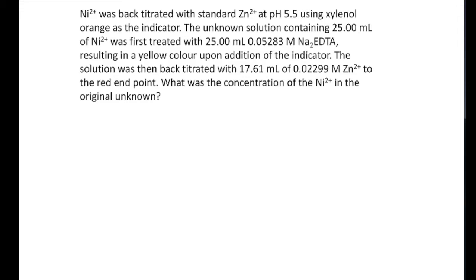So the steps to do this are exactly the same as they were for a back titration using an acid base. The first thing we have to do is figure out how much EDTA was added. So remember, we're adding EDTA past the endpoint. A certain amount of the EDTA will be used to get to the endpoint, but we're adding extra, some excess EDTA. So we'll first figure out the moles of EDTA that were added, and we can use this information here. We have the volume of EDTA and the concentration of EDTA that were used. And if we do the calculation, 25 times the concentration, we get 1.321 millimoles.